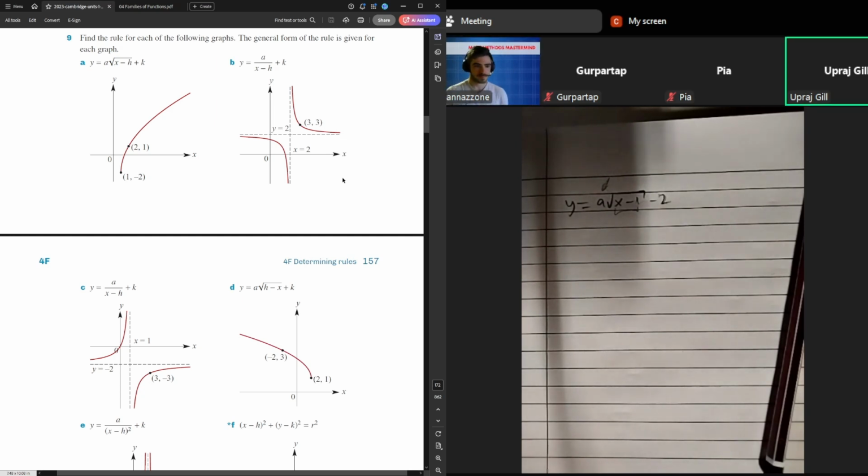We can see that h would be 2 because it's been translated to the right. The asymptote has been translated to the right by 2 units. Yep. And then k would also be 2 because it's been translated up 2 units. Exactly right. We've solved for h, we've solved for k. Say it with me. What's the last thing to do to finish off and solve for a?